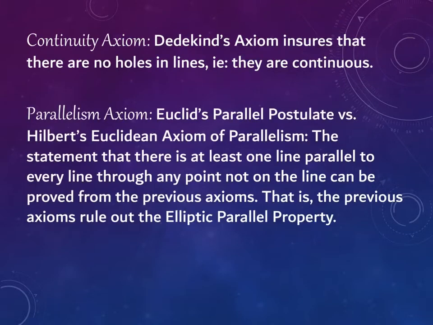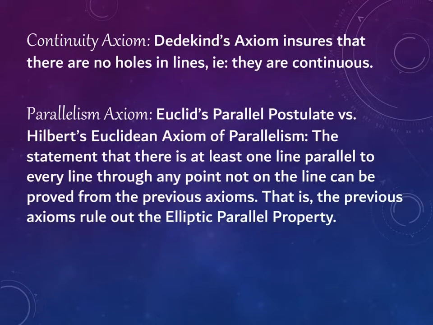So we're going to talk a little bit about the parallelism when we talk about the comparison of the way that each of these two men wrote this parallel postulate. So Euclid's parallel postulate versus Hilbert's Euclidean axiom of parallelism. The statement that there is at least one line parallel to every line through a point not on the line can be proved from the previous axioms. That is, that the previous axioms rule out the elliptic parallel postulate. That's what Euclid wanted to be true.